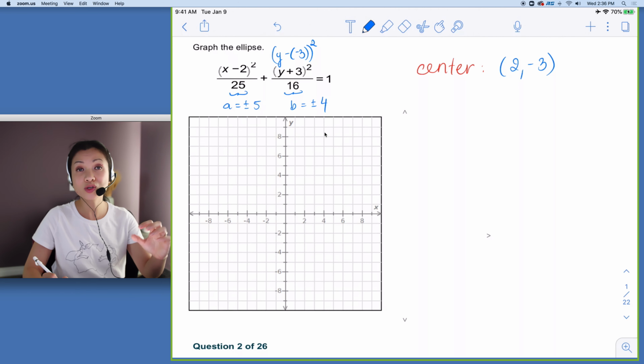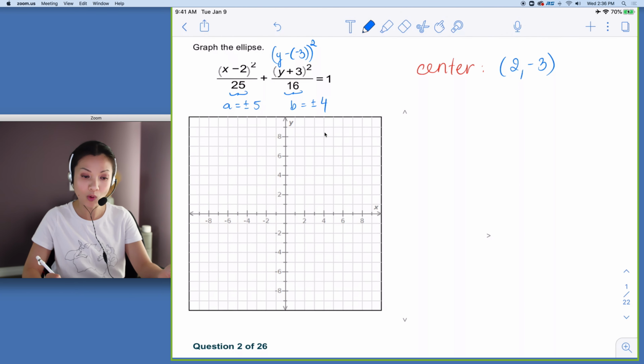I always use a for x and b for y. So I really don't care about the major or the minor. The major, of course, is the larger one, and the minor is the smaller one. So I just use a and b with x and y.